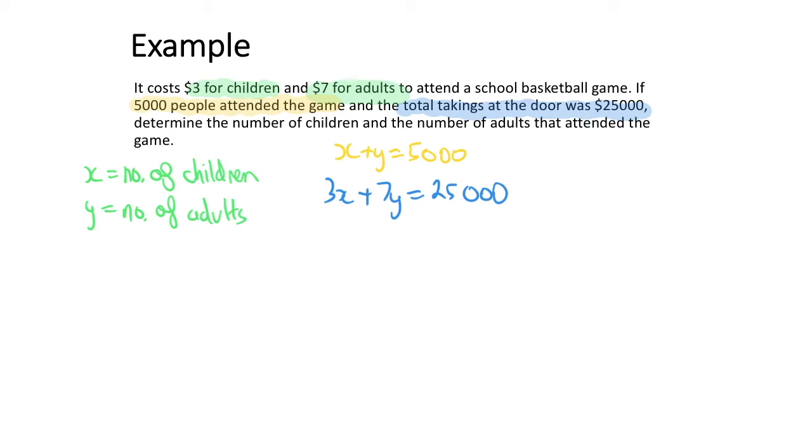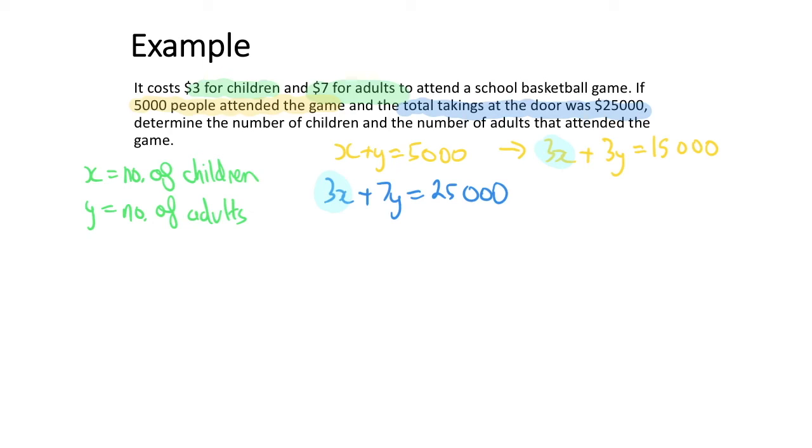I can use the elimination method if I change my first equation so that it has a 3 in front of the x. To do that, I want to multiply all of my terms by 3. So x times 3 is 3x, plus y times 3, which is 3y, is equal to 5,000 times 3, which is 15,000. Now I've got a variable with the same coefficient in front. I can combine my two equations by subtracting one from the other.